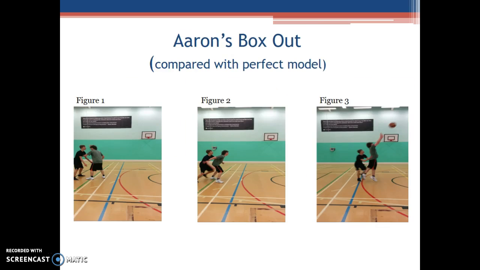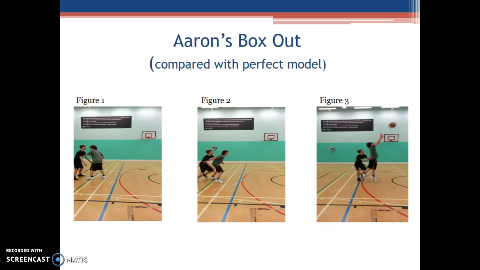So for Aaron, figure 1 shows that he's made the contact with his man. He knows where he is and he can't get past him. He then changes into figure 2 where he's got down lower to spread his body weight and keep himself upright and steady so his opponent doesn't topple over him. He's also now facing the ball to judge when he will move to collect it.